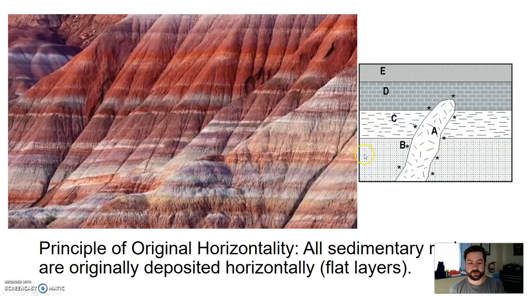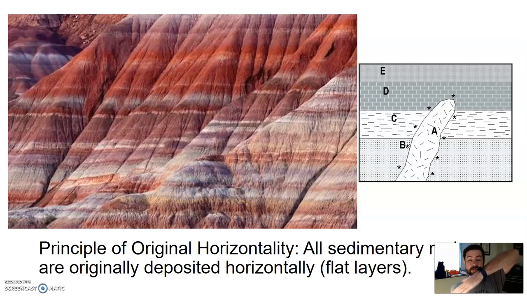here. Another principle is the principle of original horizontality. All sedimentary rocks are originally deposited as horizontal sediment. If I had a pile of dirt and I let it go on my desk, it would flatten out. That's how gravity works. So as sediment is deposited, it settles in horizontal layers. That material is compacted and cemented together to form sedimentary rock. In any case, that original material is deposited horizontally.